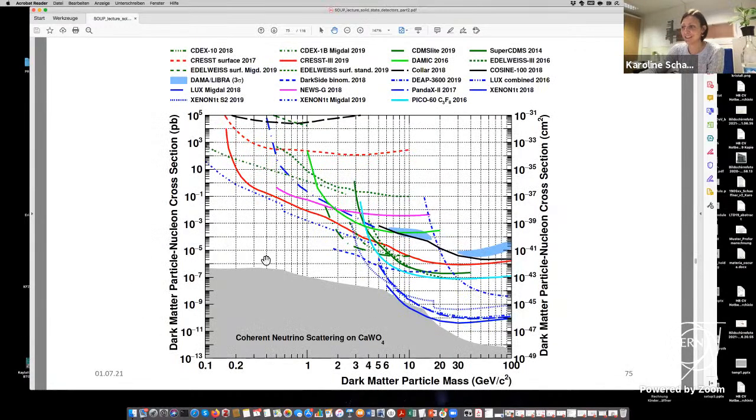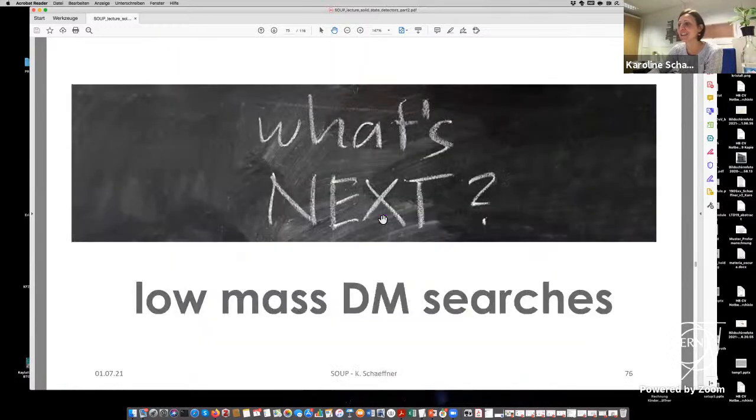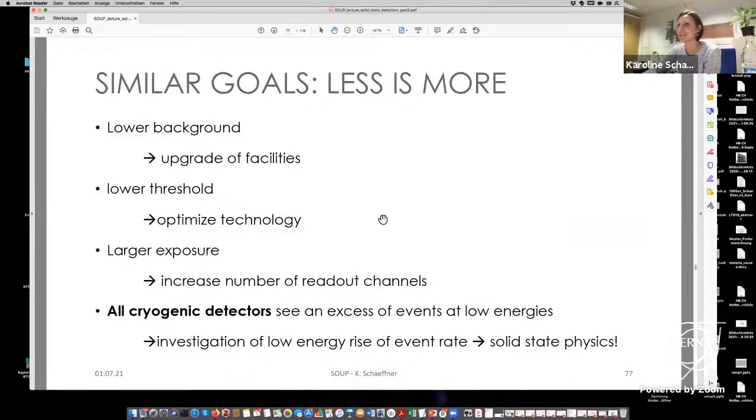Nonetheless, of course, there's a lot to be done. If you compare here to there, you see there's quite some room for improvements and for some future detectors. So a lot of people can put their hands on this, until we can check this area out there. And so, what's next for these low mass searches?